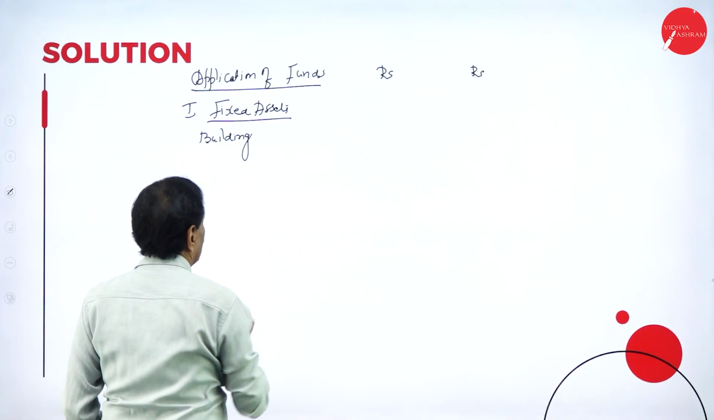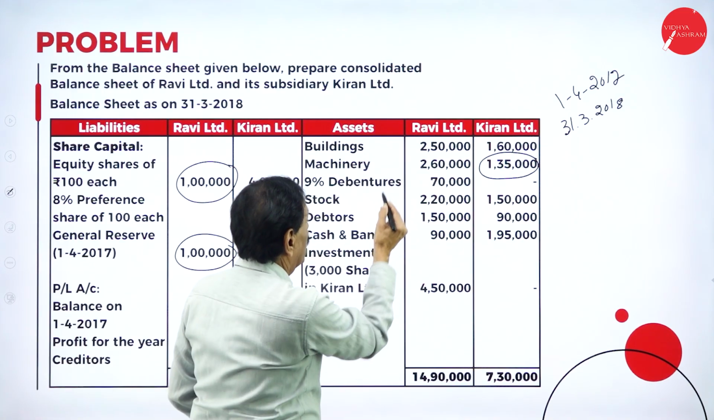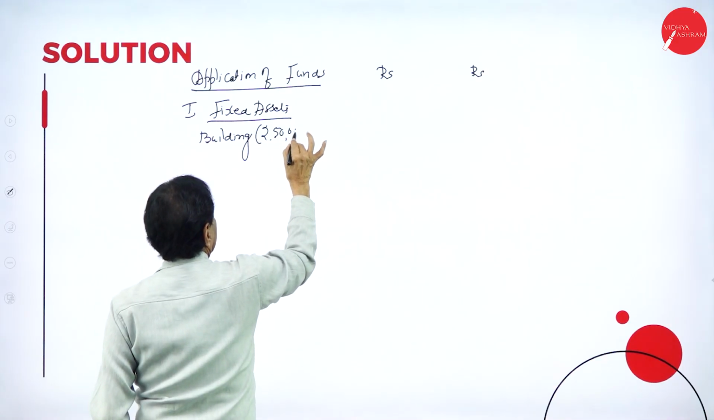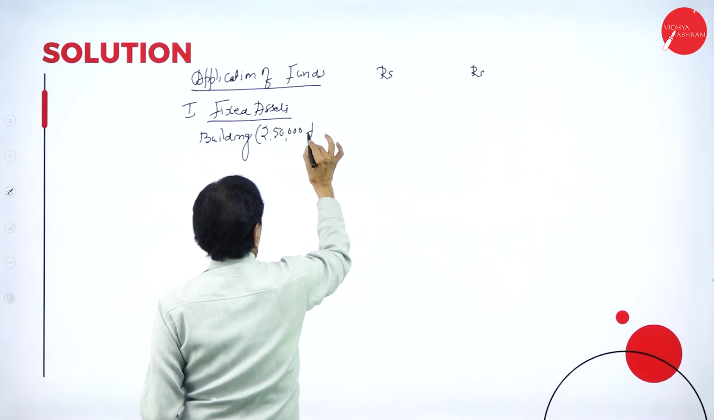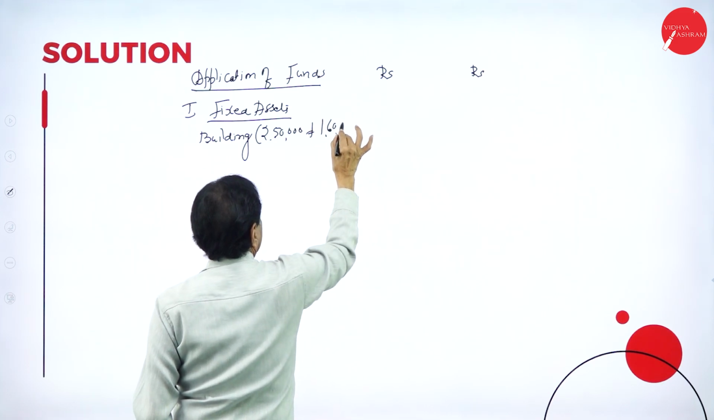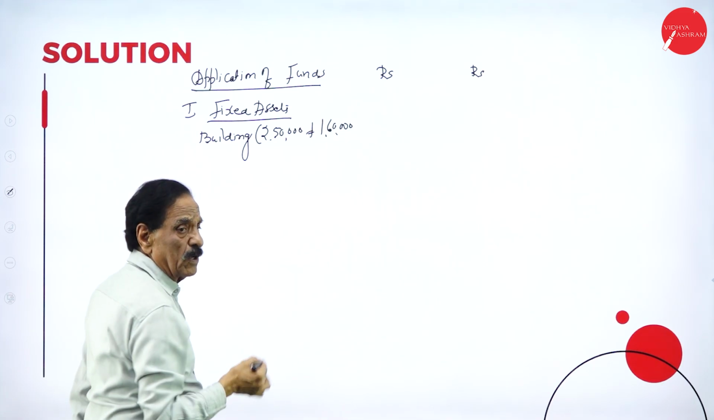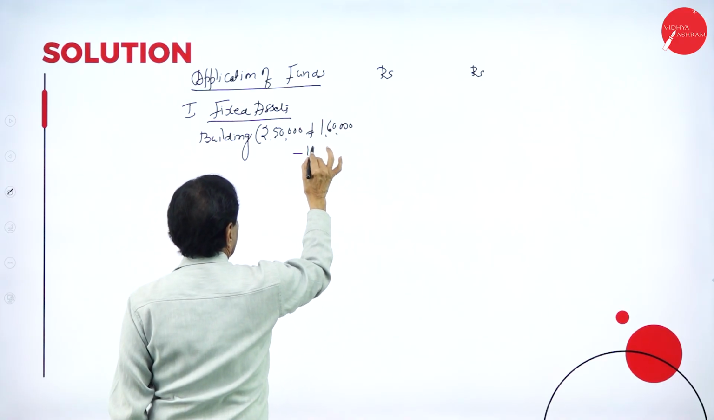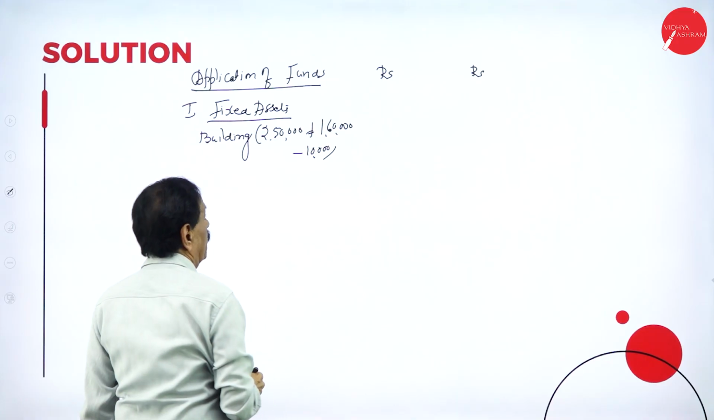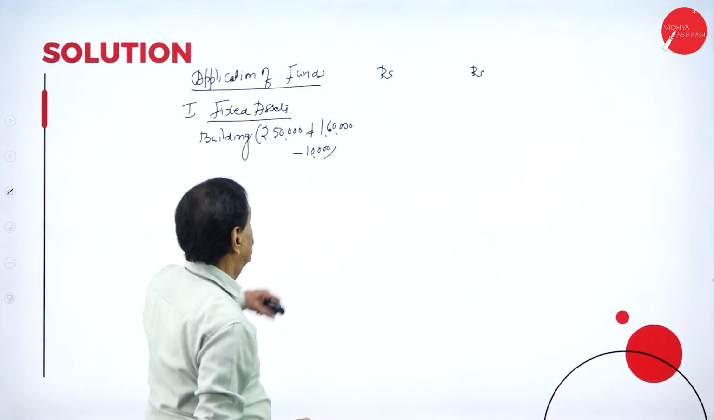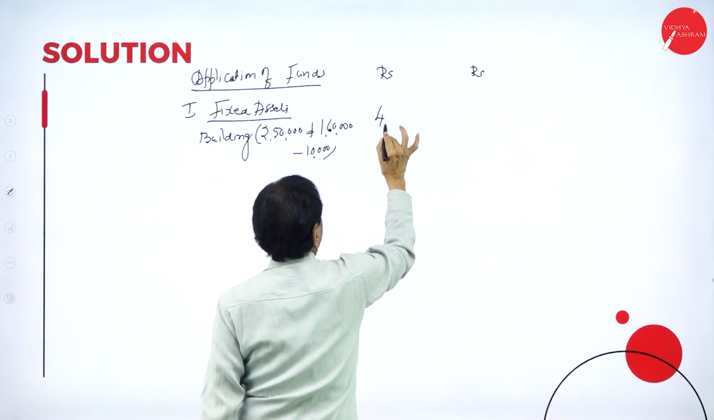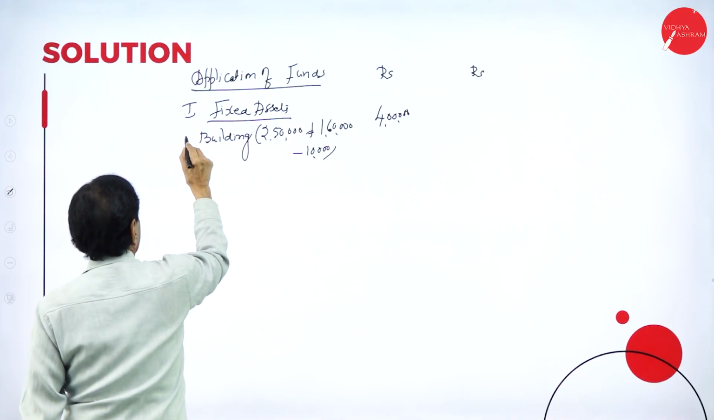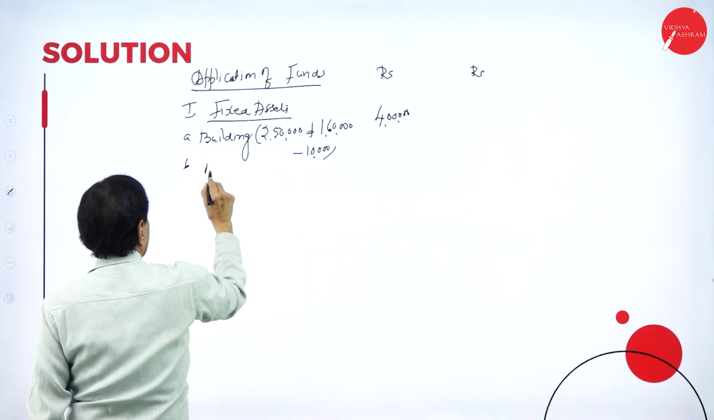What's the value? 2,50,000 plus 1,60,000. It has come down. The new value is 1,50,000. So there is a depreciation of 10,000. So 2 lakh plus 1 lakh 50,000 means 4 lakh rupees. This goes to building.